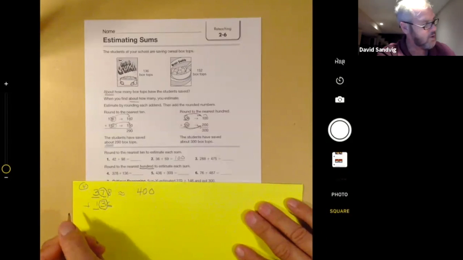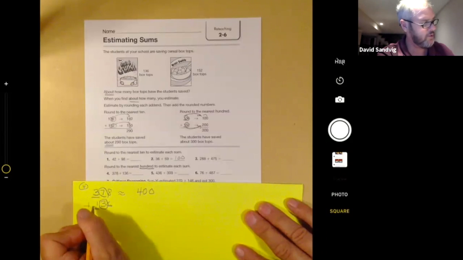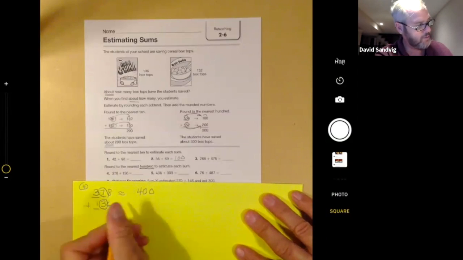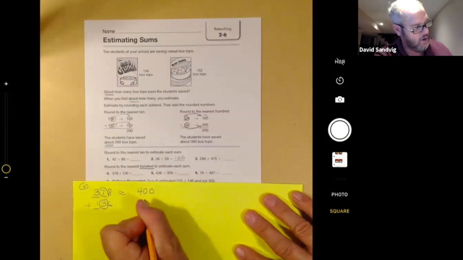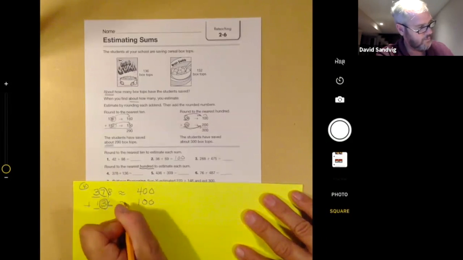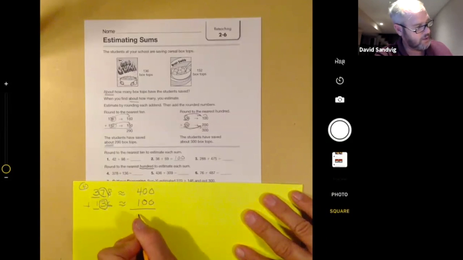136, we're going to change the place value in the hundreds, so we're looking at the tens. It is 4 and below, so the 1 in the hundreds place stays the same, and all numbers on the right become 0. 400 plus 100 is 500.